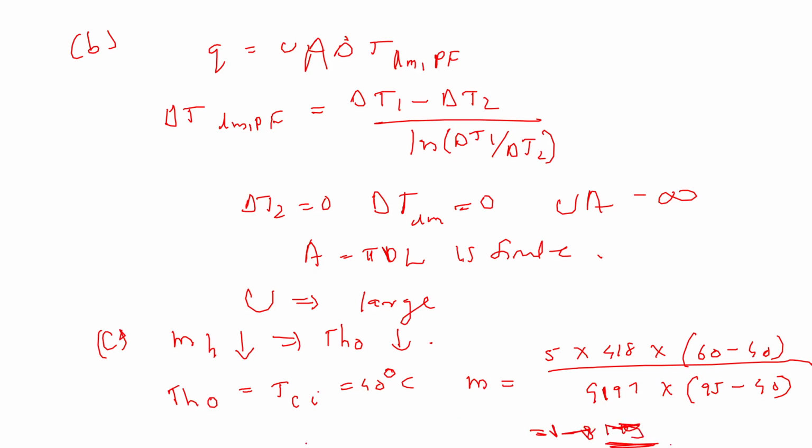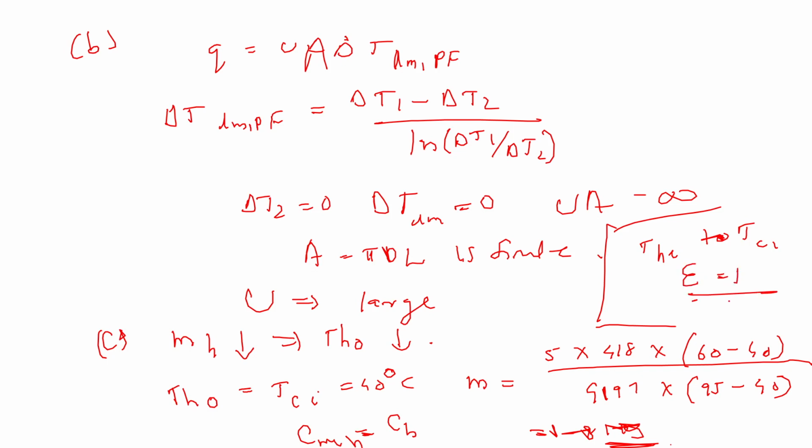Okay, now the condition is C minimum is equal to CH, which means the hot fluid is cooled from THI to TCI, right? So the epsilon value will be 1.